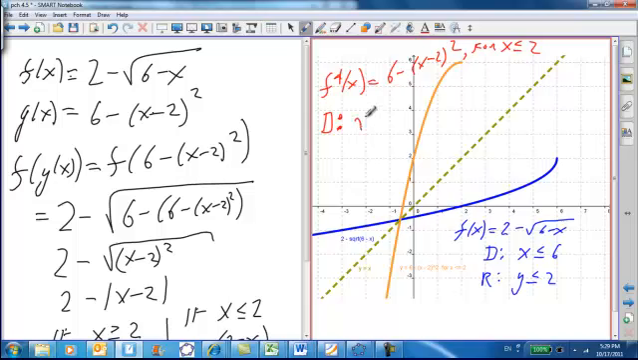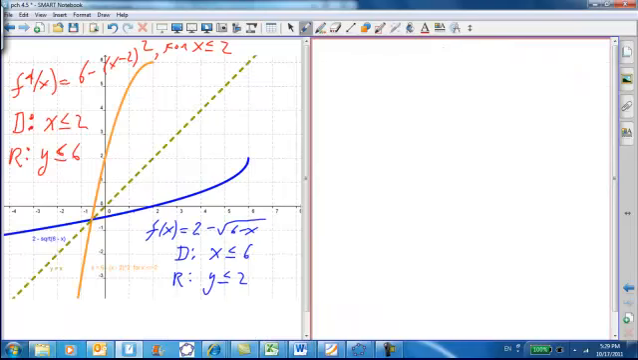So the domain is x less than or equal to 2. The range, as you can tell from the picture, we have things from the vertex down, (2, 6). So the y values are less than or equal to 6. Notice the exact switching of the x and y, not only in the equations, not only in the points, but also in the domain and range.